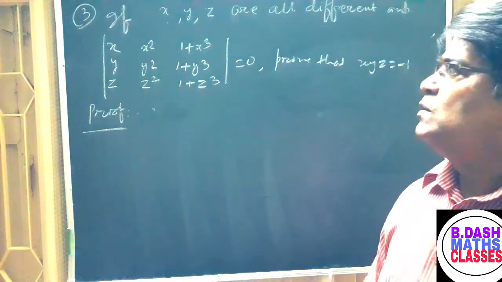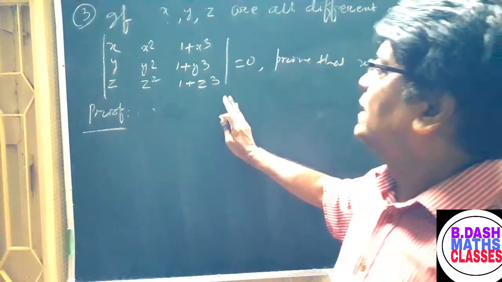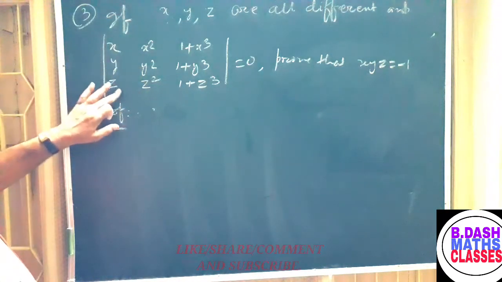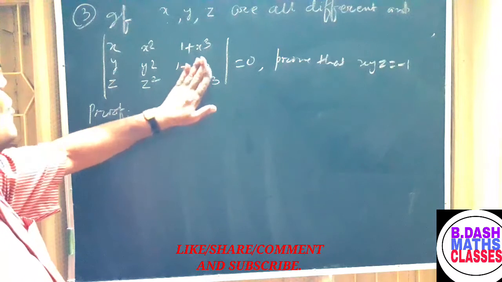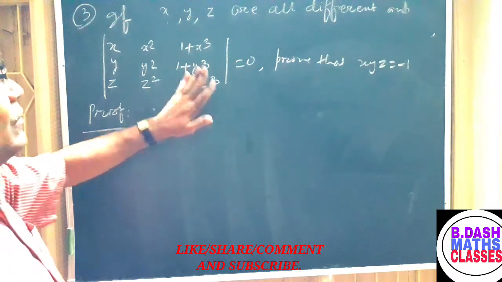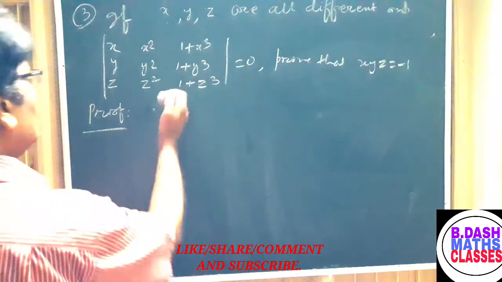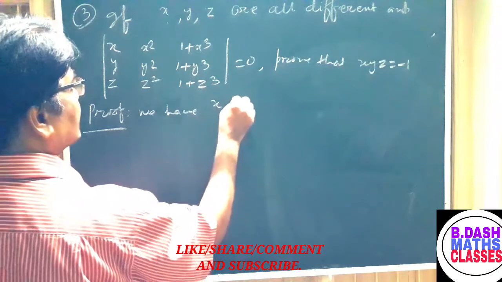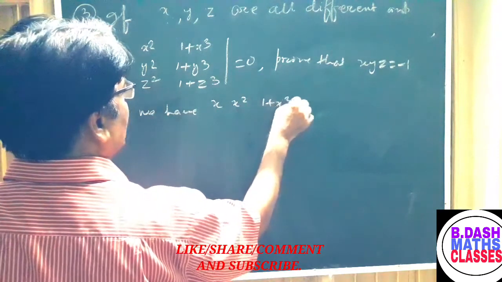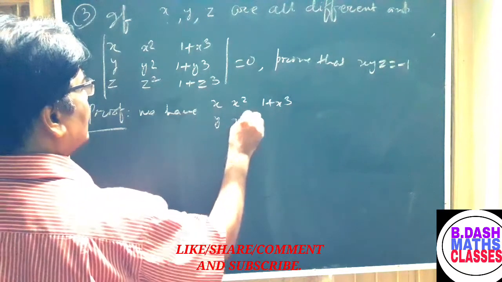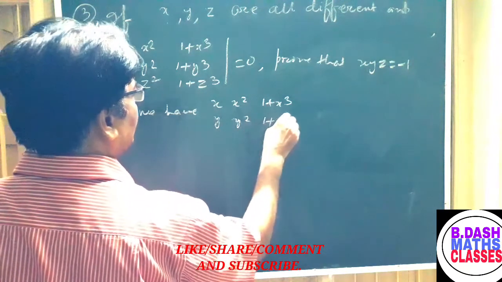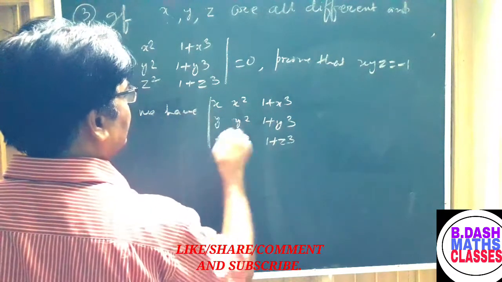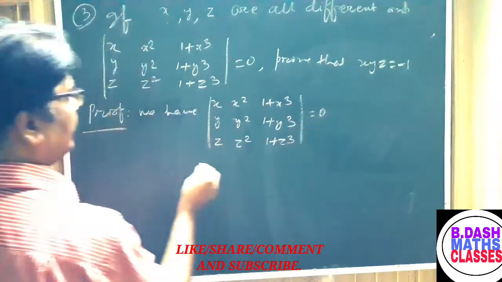Now let us prove the third problem. If x, y, z are all different and the determinant with rows x, y, z; x square, y square, z square; 1 plus x cube, 1 plus y cube, 1 plus z cube is equal to 0, prove that xyz is equal to minus 1. We have x, x square, 1 plus x cube, y square, 1 plus y cube, z square, 1 plus z cube is equal to 0. It is given.